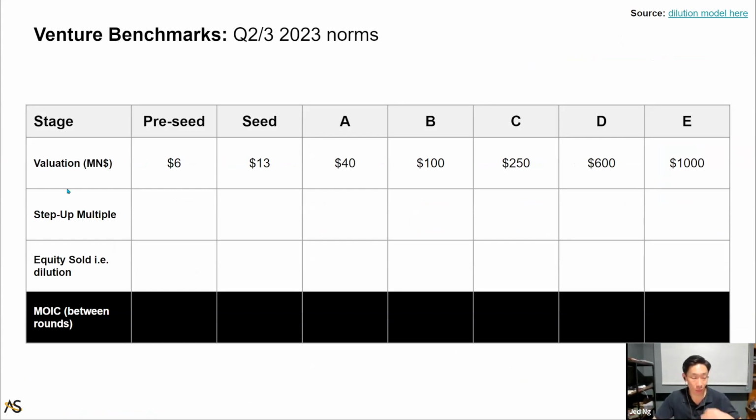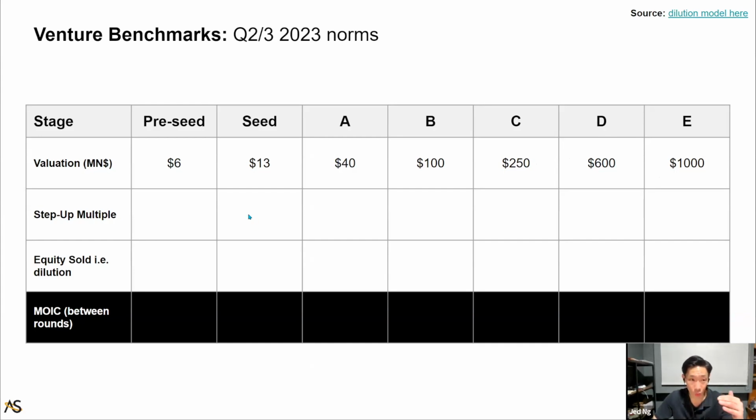A pre-seed company should receive a pre-money valuation of $6 million. Seed stage companies should be at $13 million. Series A, we would price it at $40 million. Series B at 100. Series C, we'll put it at 250. And Series D and E, we go up to 600 and $1 billion.